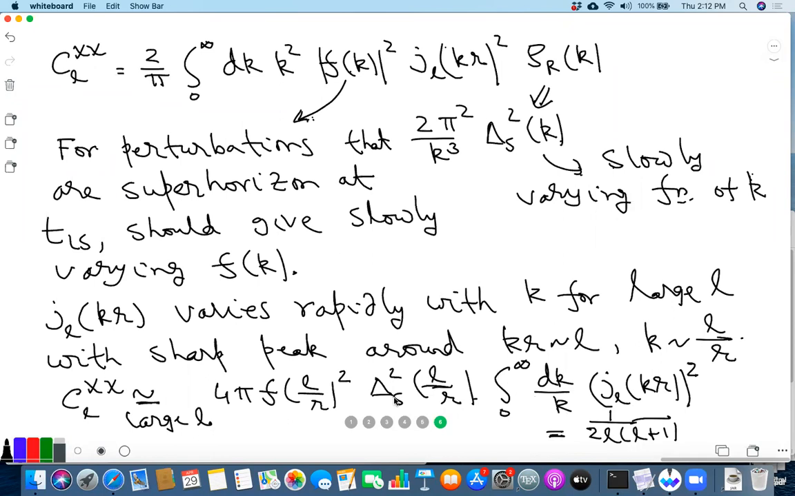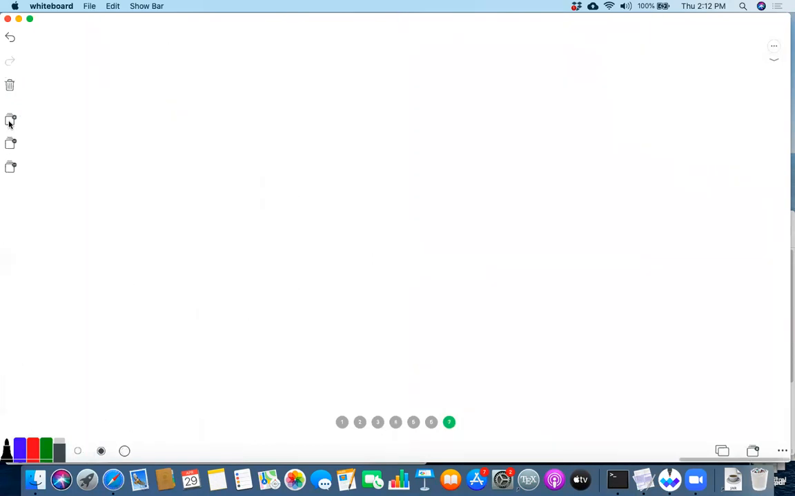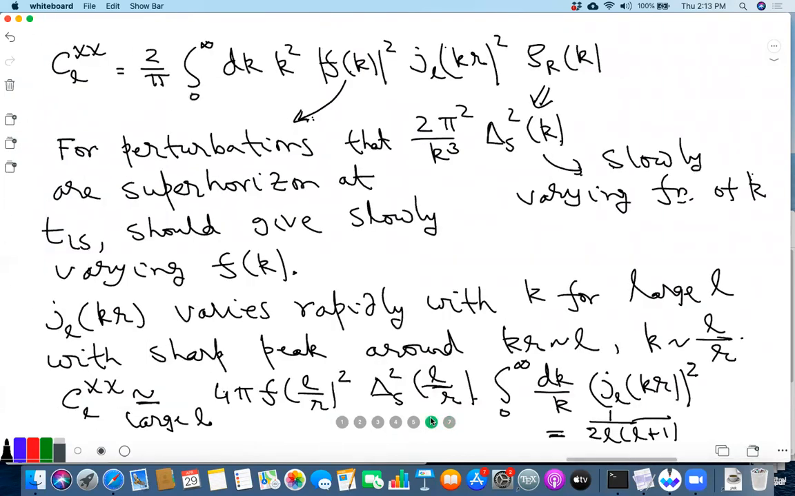I'm going to rewrite this in a slightly different way in the next slide. So this 2 cancels this 2 from this factor, and this becomes 2π. So I'll write this as L into L plus 1 C_L is equal to 2π mod f of L over r squared. I think I had somehow dropped the mod, but it should have been written as mod.